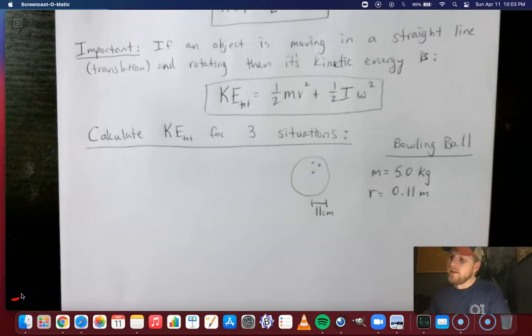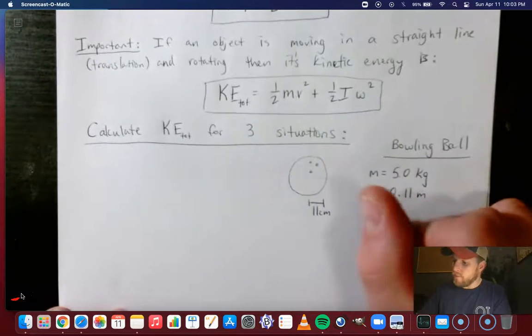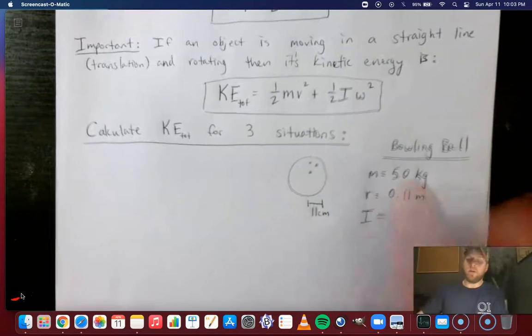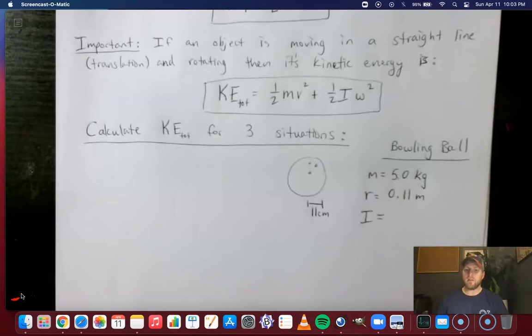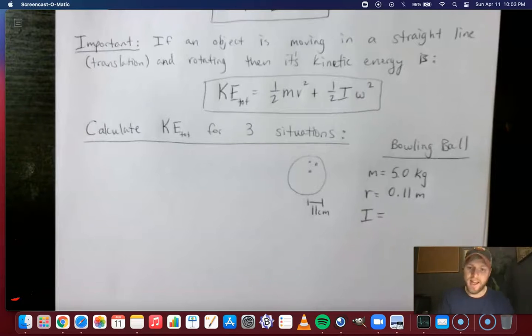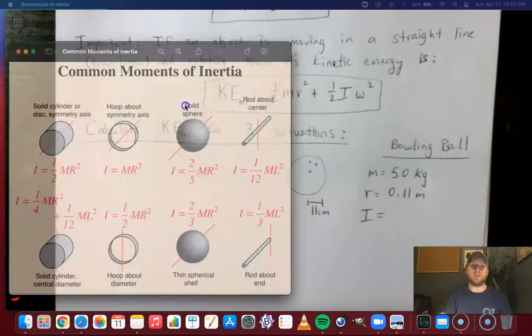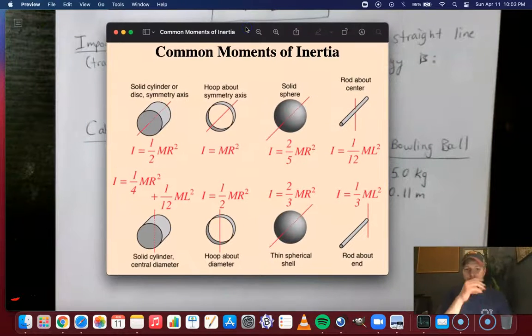And then the other thing we're going to need to know, I'll give you more details later, is the moment of inertia of a bowling ball. So we're going to assume that the bowling ball is a perfectly uniformly dense sphere, the same density throughout the whole thing. So what is the moment of inertia of that? We're not going to bother calculating it or doing any experiments to find it. Instead, we'll just consult a table of common moments of inertia, which you'll be able to have access to, of course.